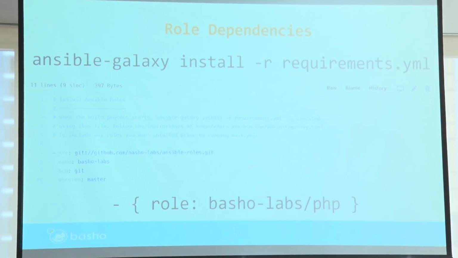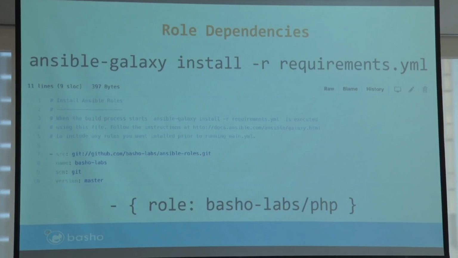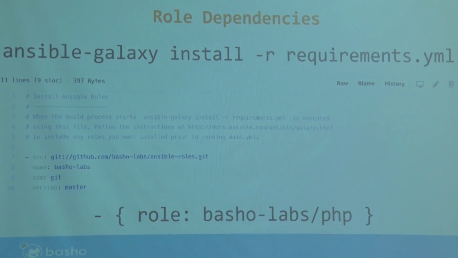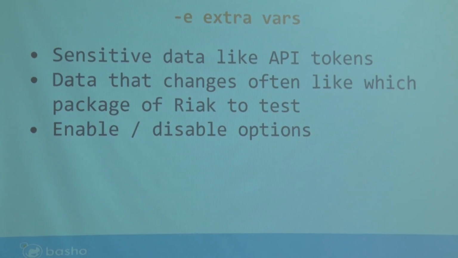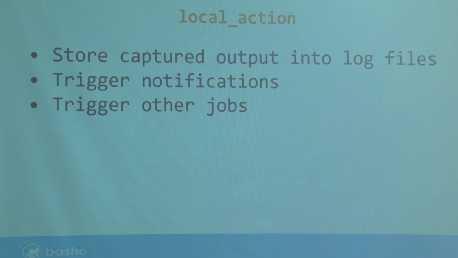When you have role dependencies, use files to list out your role dependencies, and you can use Ansible Galaxy to pull them all in. When you have a repo that has multiple roles, Ansible Galaxy will make them accessible in kind of a namespace structure. Also make use of extra vars. They're great for sensitive data like API tokens. We have to hit the GitHub API, so we can pass that in via the command line, and then it's not embedded in our repository anywhere.